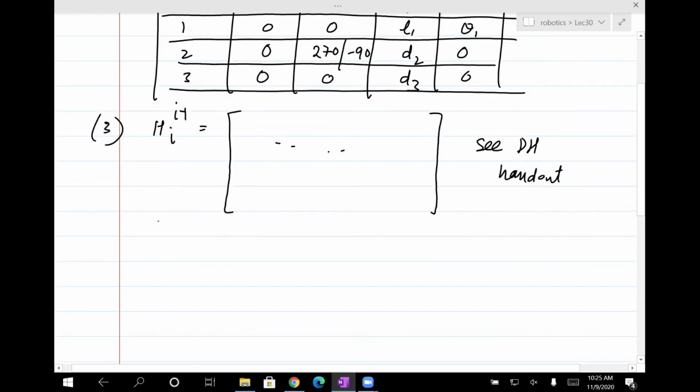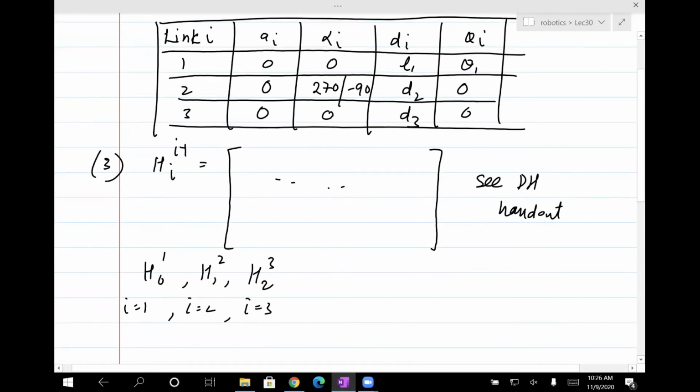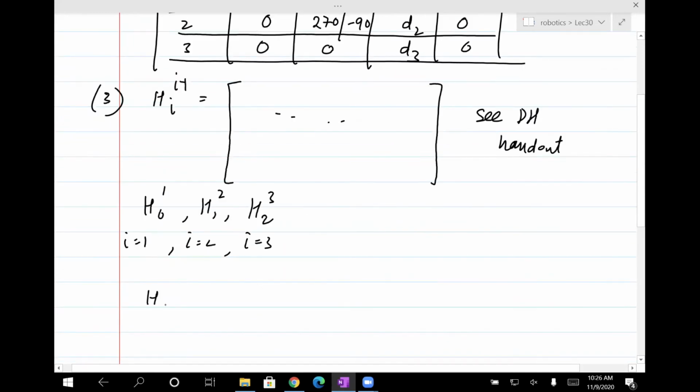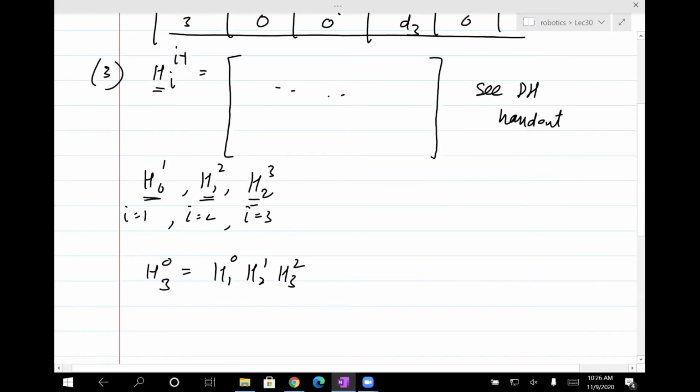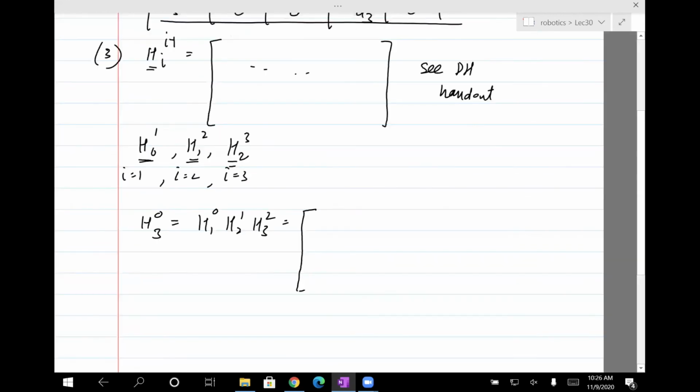Okay, so I'll have to write 3 of these values, one for H01, H12, H23, because each of these will come from one of the lines of this DH table. So this is i equals 1, i equals 2, i equals 3. Once I get that, I can find H3 with respect to 0, which is H10, H21, H32, which is the multiplication of these H's, which in turn come from here. And if I do that, I get a 4 by 4 matrix, which looks like this.